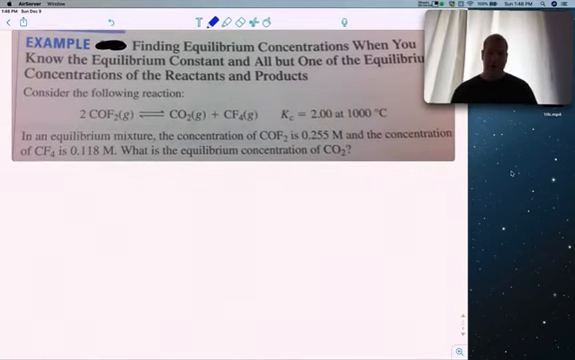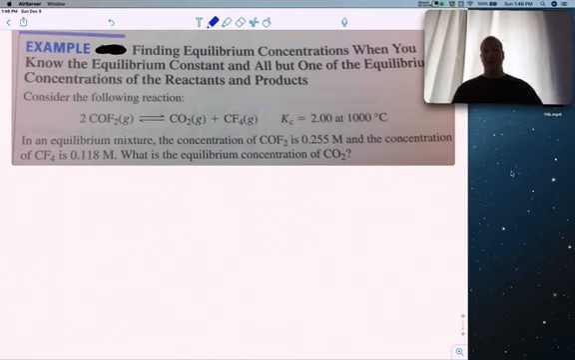Okay. What we're doing here is building up your arsenal of different types of problems so you get used to looking at them, and it is up to you to take these problems and attack them. So look at this problem. COF2, fluorophosgene, is in equilibrium with carbon dioxide and carbon tetrafluoride. Kc is 2. In an equilibrium mixture the concentration of COF2 is 0.255 molar and the concentration of CF4 is 0.118 molar. What is the equilibrium concentration of CO2?